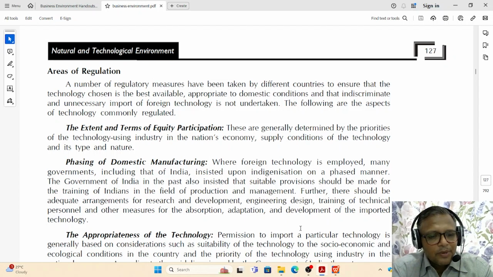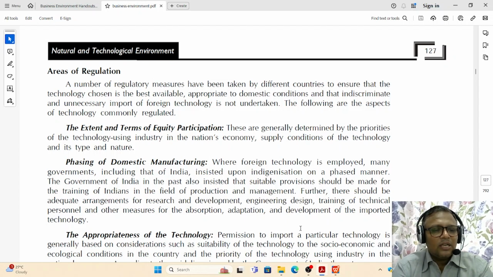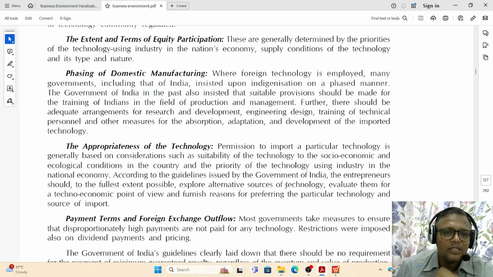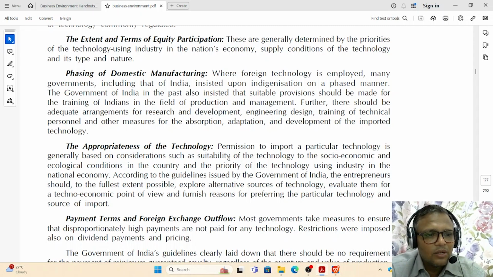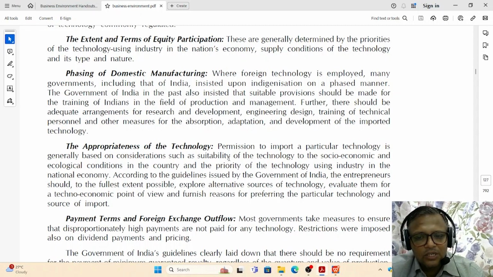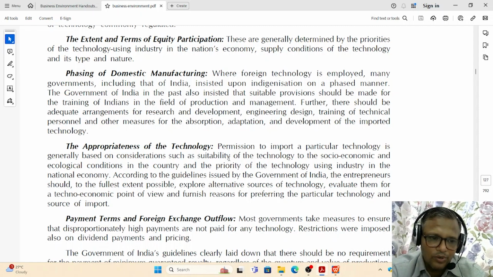The appropriateness of the technology is the next point. Permission to import a particular technology is generally based on the consideration of the suitability of the technology to the socio-economic and ecological conditions in the country and the priority of the technology-using industry in the national economy. According to the guidelines issued by the government of India, entrepreneurs should, to the fullest extent possible, explore alternative sources of technology, evaluate them from the techno-economic point of view, and furnish reasons for preferring the particular technology and the source of import.